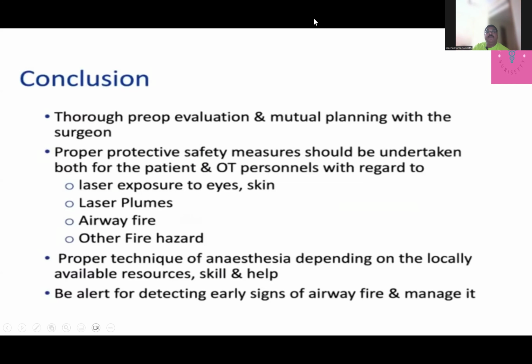The anesthesia role is also very important during laser surgery. The surgeon will concentrate on the surgery, but the anesthesiologist has to watch the entire surgical field and beyond the surgical field also, to prevent hazards during surgery using lasers.